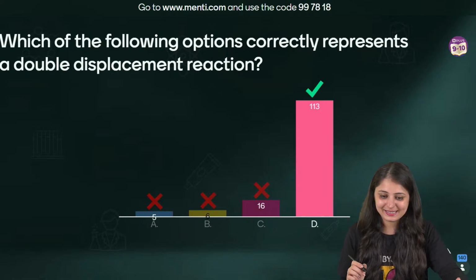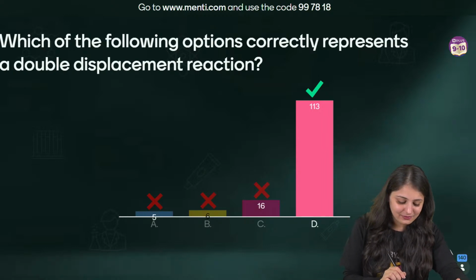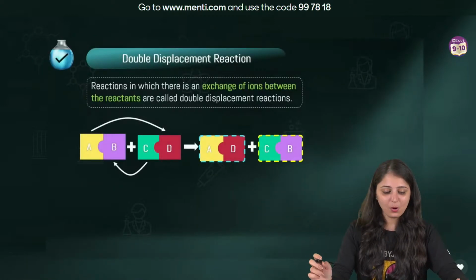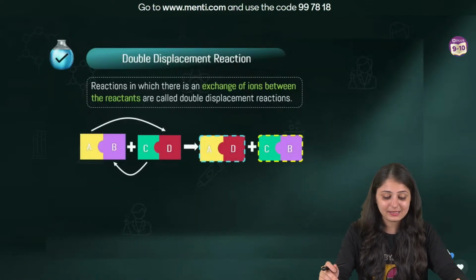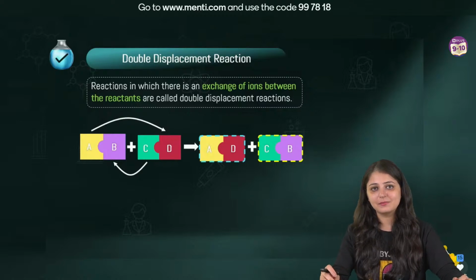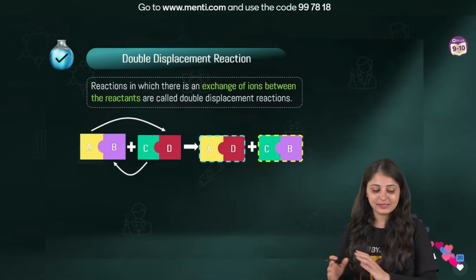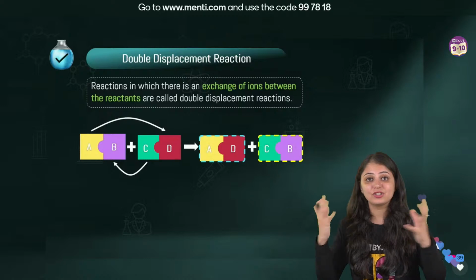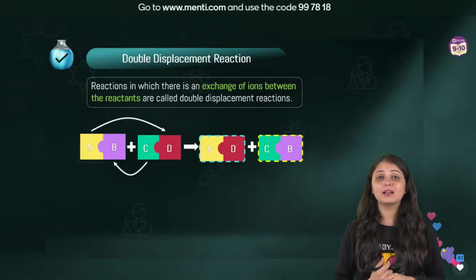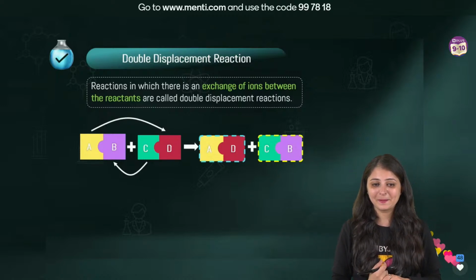And yes, the correct answer was option D, double displacement. What happens in double displacement? Exchange of ions is taking place. So AB and CD are exchanging their ions to form AD plus CB.